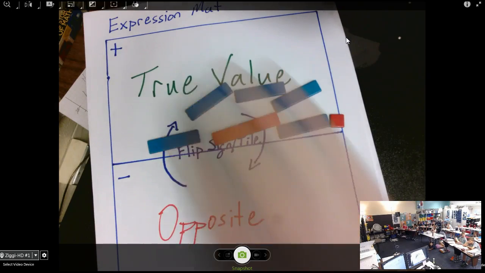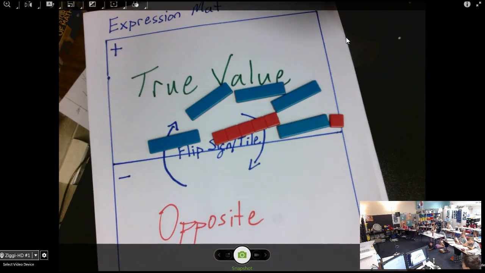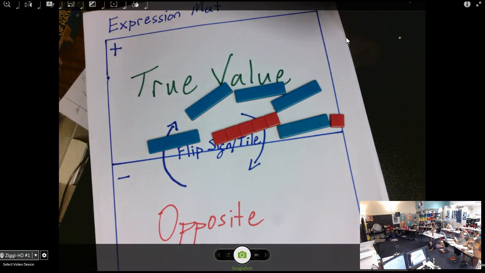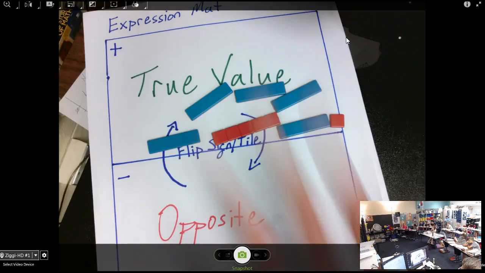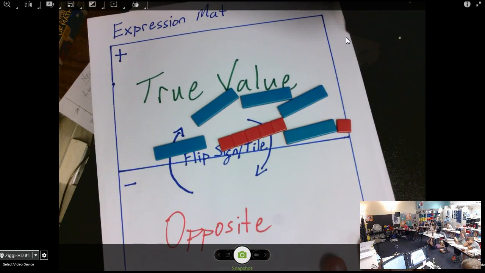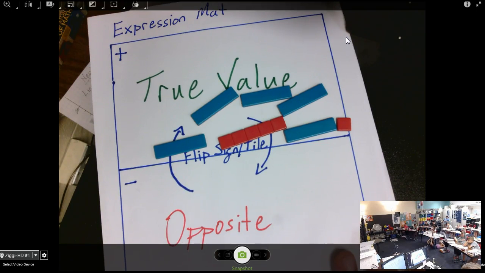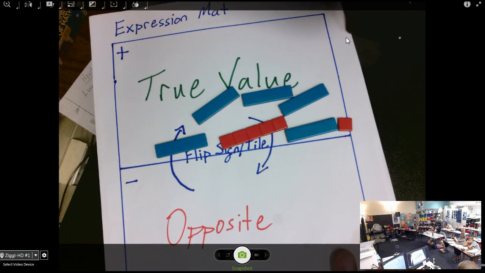I like that you made that reminder. It does not change the value. It just changes how we look at things. Now, I like this a whole lot better. And now we could write it as subtraction, even though I deep down in my heart don't like that. We could write it as subtraction.